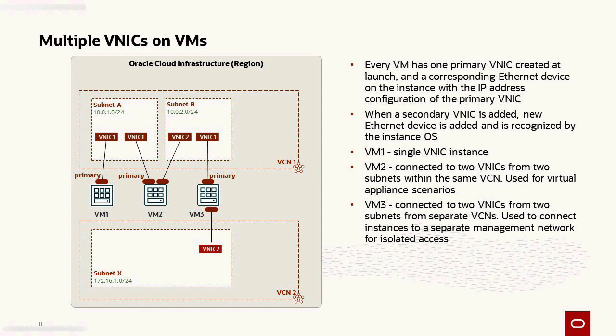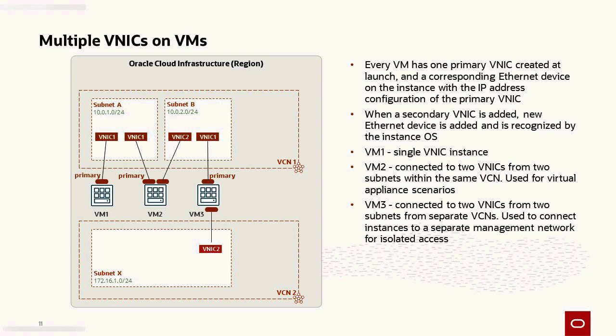Every virtual machine, or VM, requires a primary VNIC, which is created at launch, while additional VNICs can be configured on a VM afterwards. The number of VNICs is determined by the shape you choose for the virtual machine. Each VNIC added is recognized by the instance operating system.